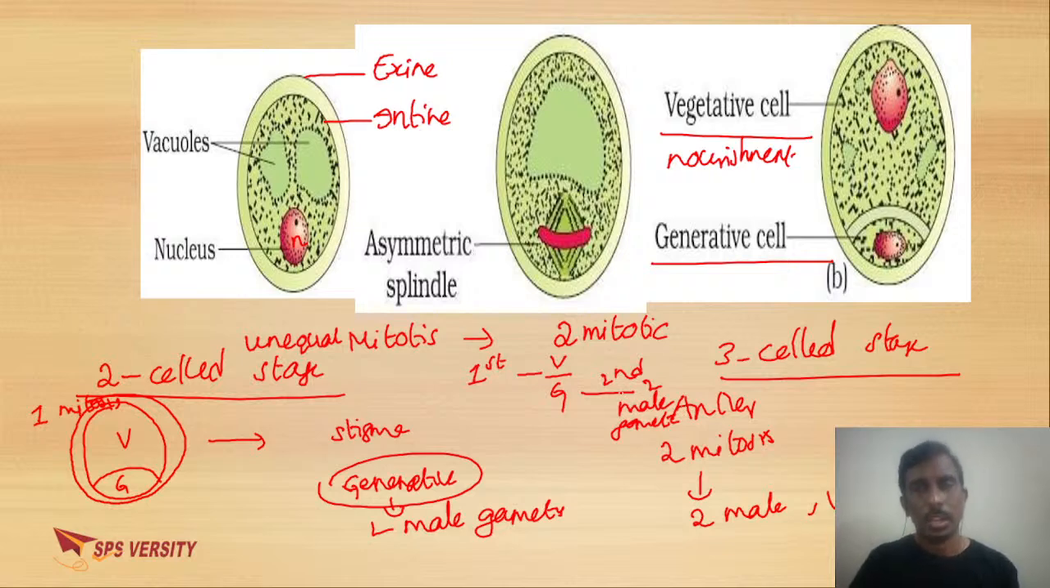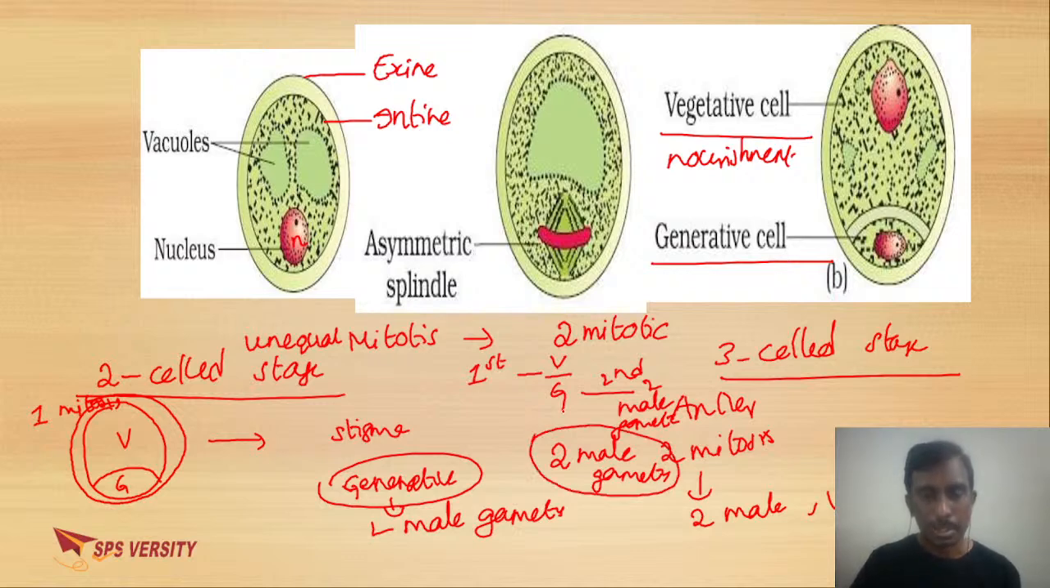So here each pollen grain has 2 male gametes, and they are formed by 2 mitotic divisions. Suppose there are 10 pollen grains, how many male gametes are there? 10 multiplied by 2, that is 20 male gametes.